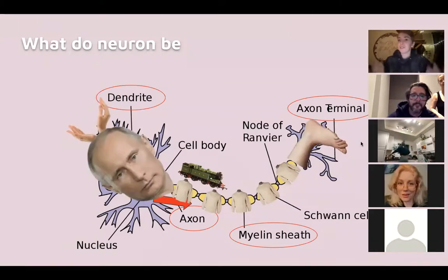Now let's kind of change this. Let's look at this as, for reasons that I have never been able to explain, Vladimir Putin. So Putin is going to be our neuron, anthropomorphizing thing that we are doing.